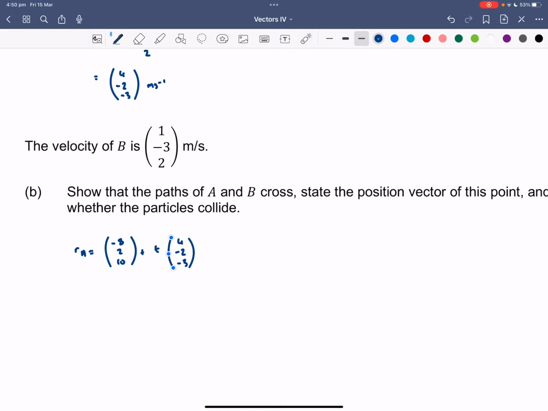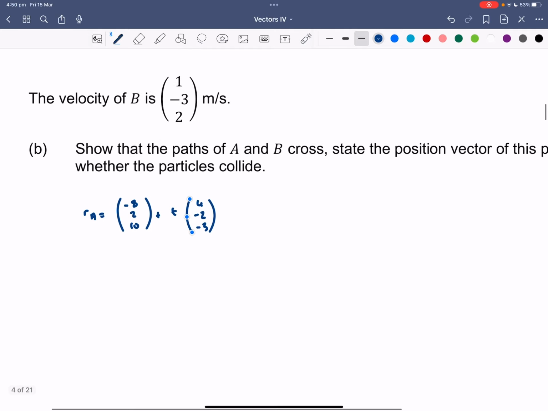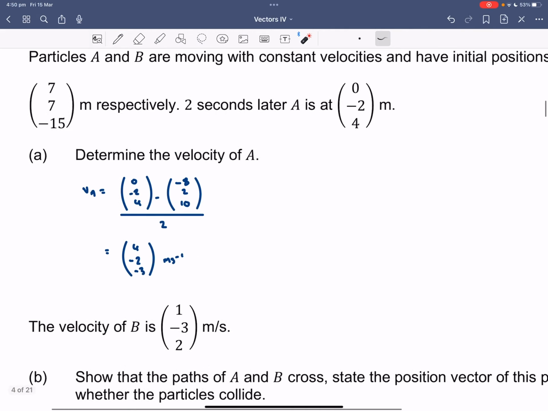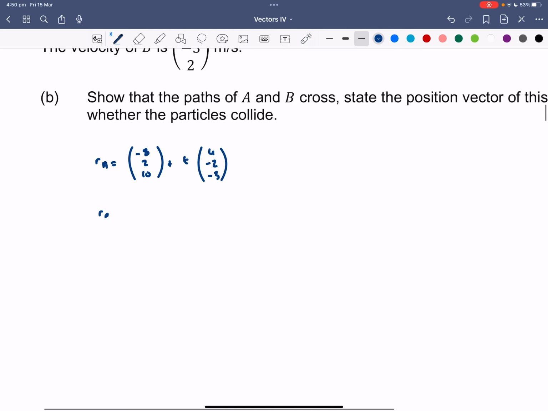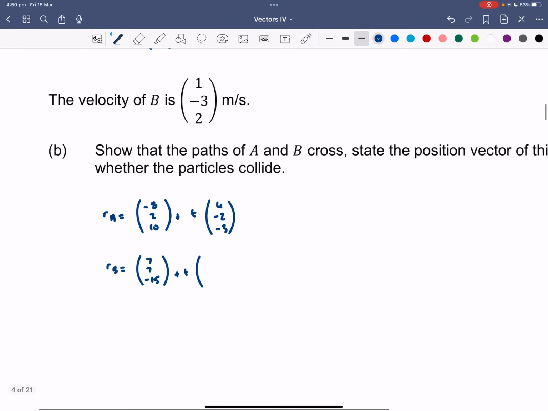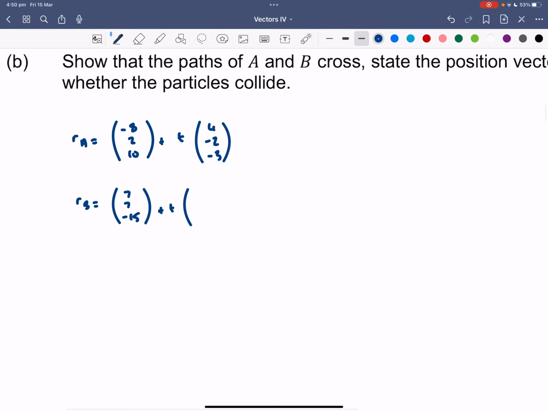Now, where is B at any point in time? B starts at 7, 7, -15, and it moves t lots of its velocity vector. Its velocity is 1, -3, 2. So it moves t lots of 1, -3, 2. That's where B is at any point in time.